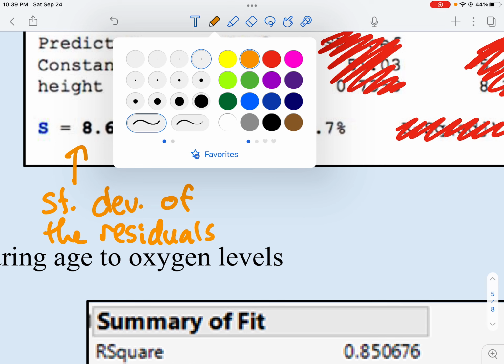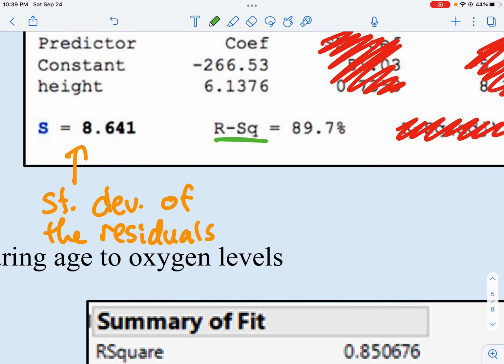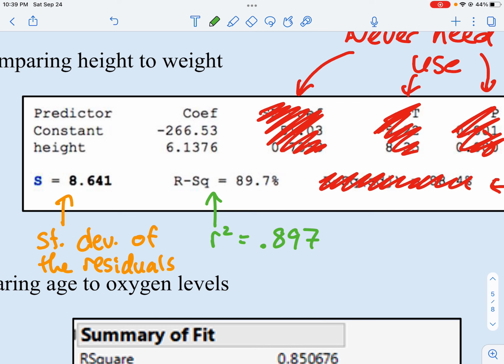R squared, very simply, in this case is 89.7%. So 0.897 is R squared. Now, one thing that AP loves to ask about is, given a Minitab output, what is the correlation? And more often than not, students are going to say this. Remember, correlation is just R.